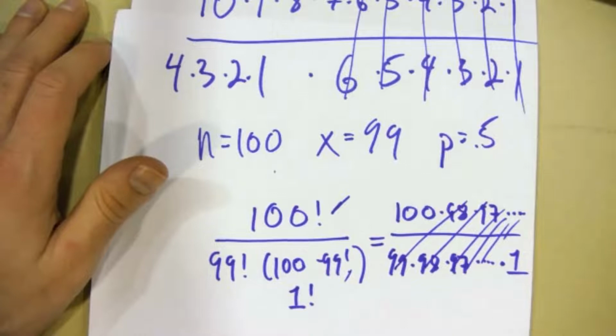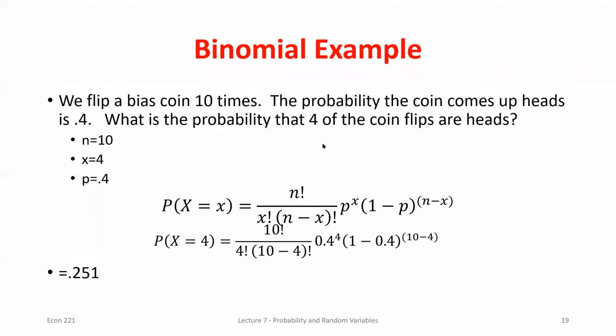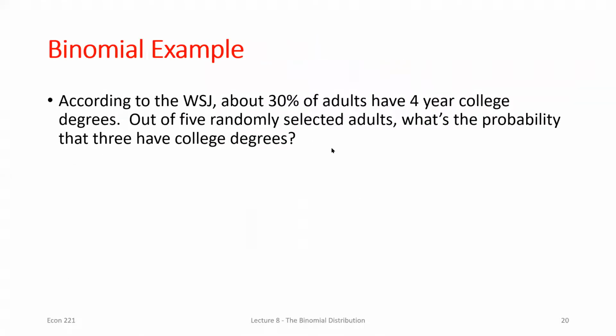All right. So we'll go back here to the slides. So what if I have, where are we at in time? Oh, good. What if I have a different example? So let's say the Wall Street Journal says 30% of adults have a 4-year college degree. And I select 5 of them at random. What's the probability that exactly 3 of them have a college degree, right?